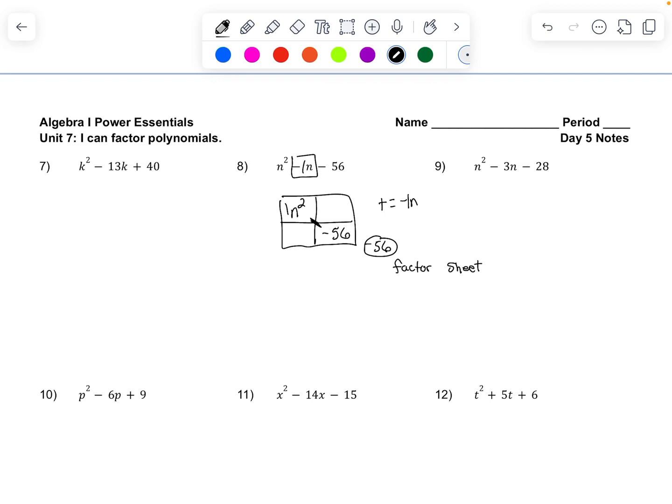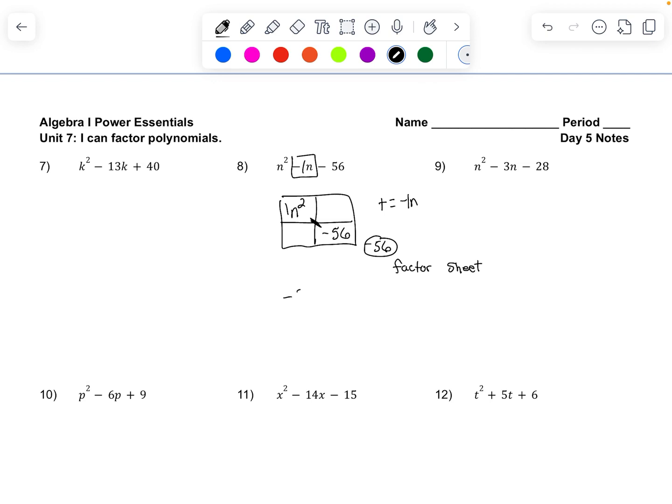Okay? 56 and 1, there's no way we can get negative 1 there. 28 and 2, nope, can't get a negative 1 there by adding. 14 and 4, well, 14 plus 4 is 18, 14 plus a negative 4 is 10, so nope. Now, 8 and 7, well, 8 plus 7 is 15, but if I take 8 minus 7, I get 1. But what we need is a negative 1, so that's the right number, but the wrong symbol.